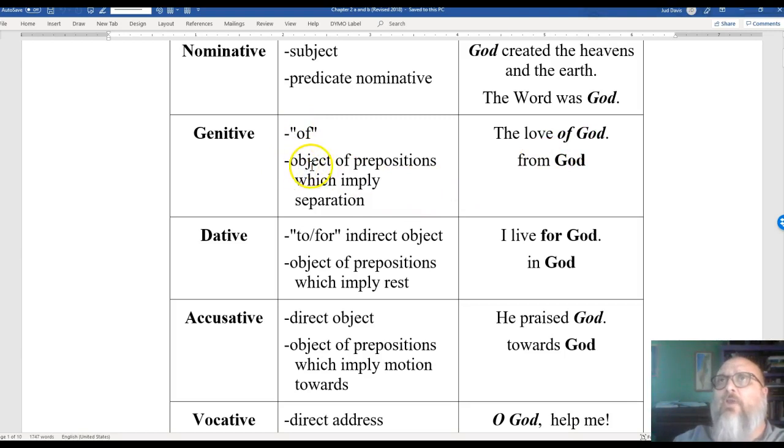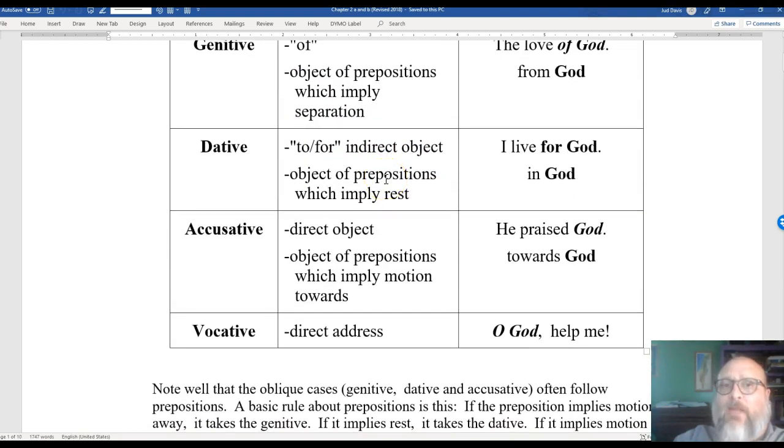The second use of the genitive case is as the object of a preposition that implies separation. So if you talk about I went away from the house, then you would put the preposition from, and it would take the word house in the genitive case. Or if I wanted to say this is a gift from God, you would take the preposition from, and then you would put God in the genitive case. So the primary use is the word of, and it's also used as object of preposition that implies separation.